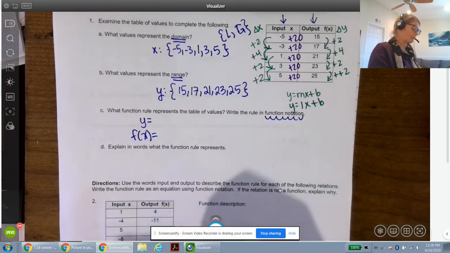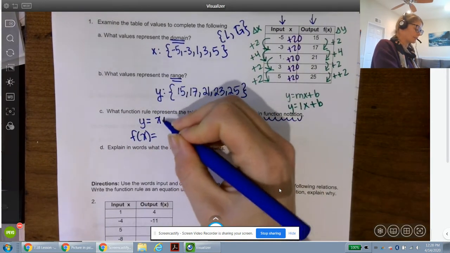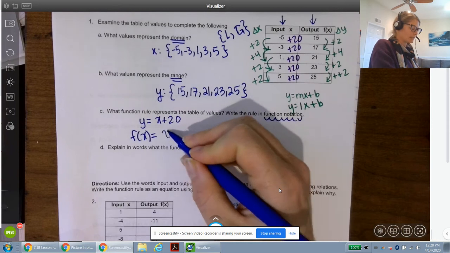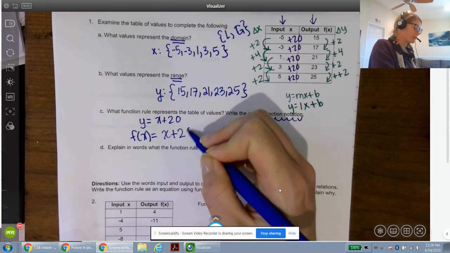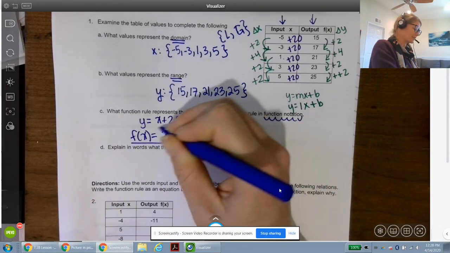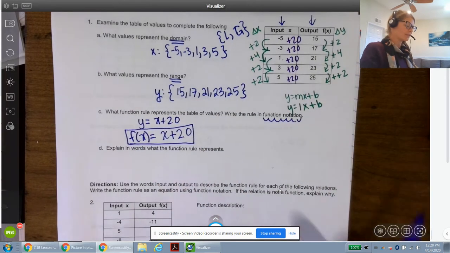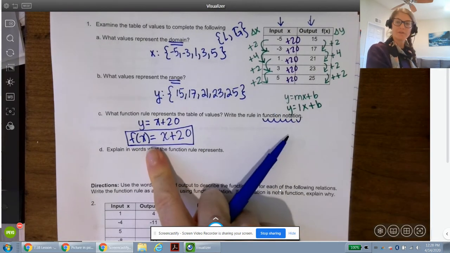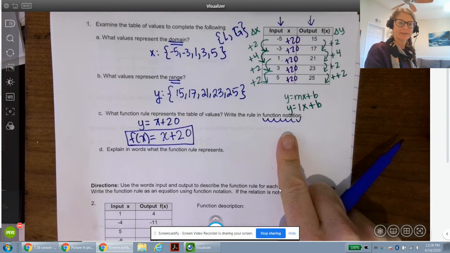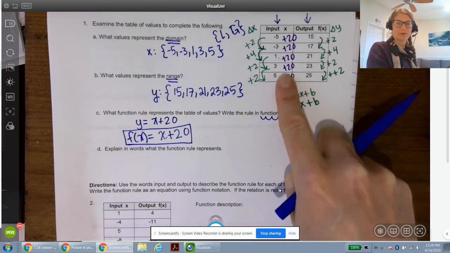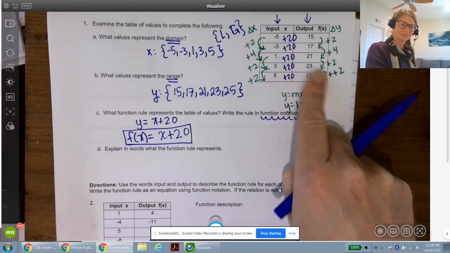Well, we know that would mean y equals x plus 20. So that just means f of x equals x plus 20. So this is the rule written in function notation. Function notation means you have to use f of x. And it matches, each input matches its corresponding output.